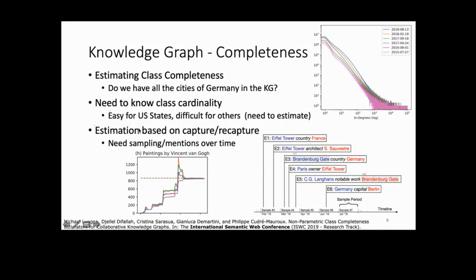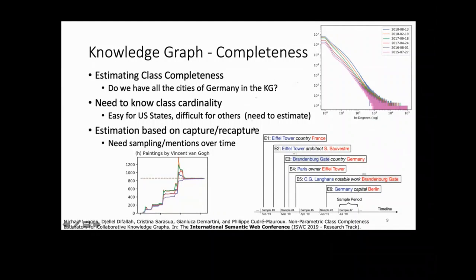An easy example is US states, right? We know the class cardinality of US states is 50. If we have 45 US states in our knowledge graph at the moment, we know that the completeness level is 90%. So the problem of knowing how complete the graph is today really boils down to estimating the cardinality of a class of entities in the graph. So that's the interesting and challenging problem, right?